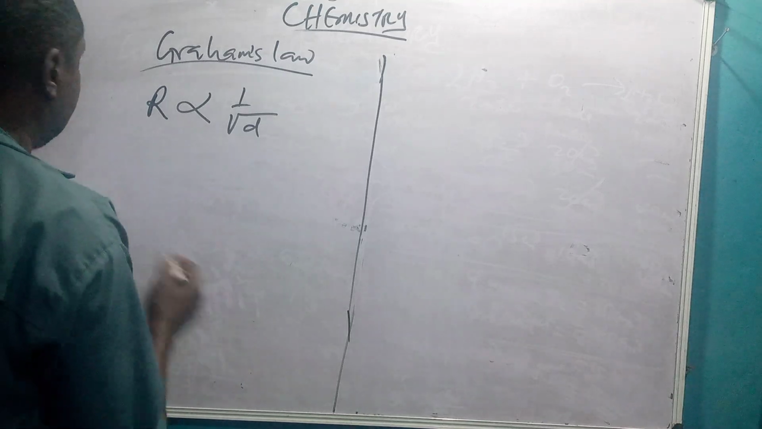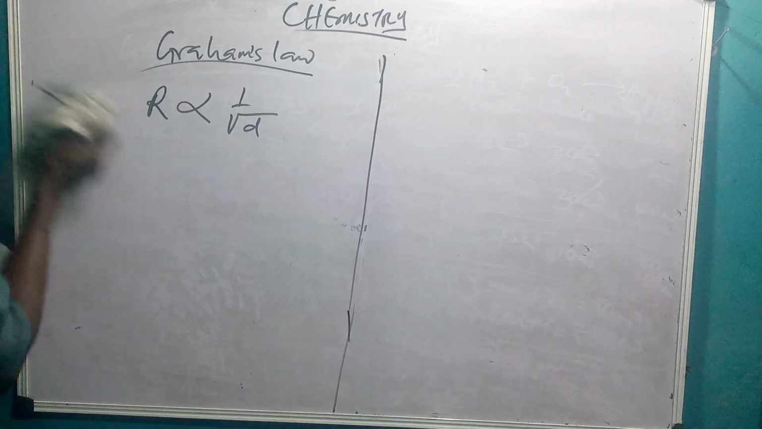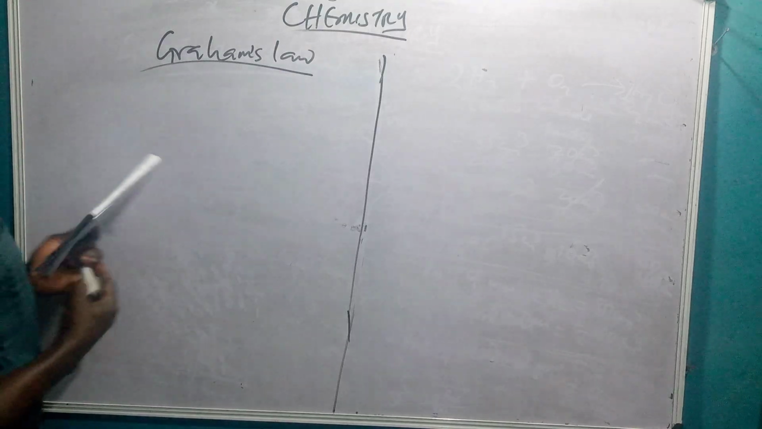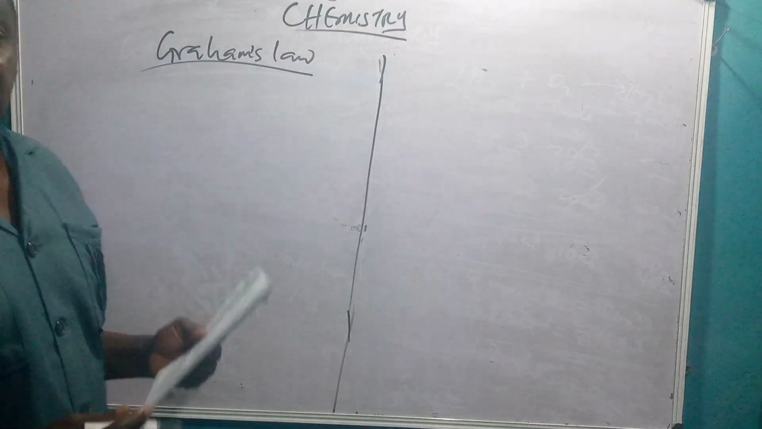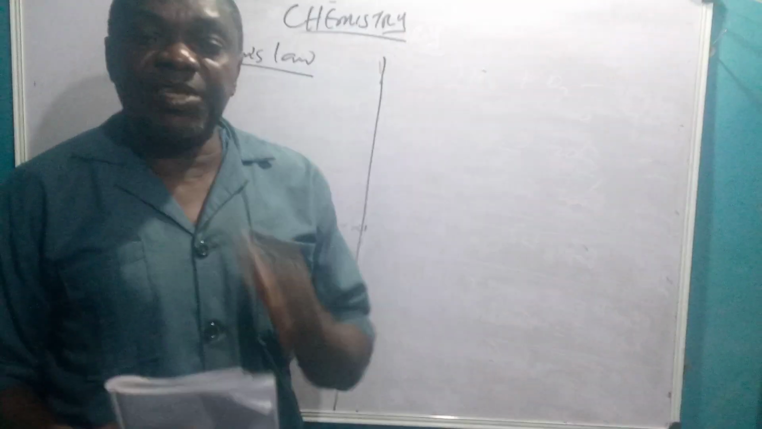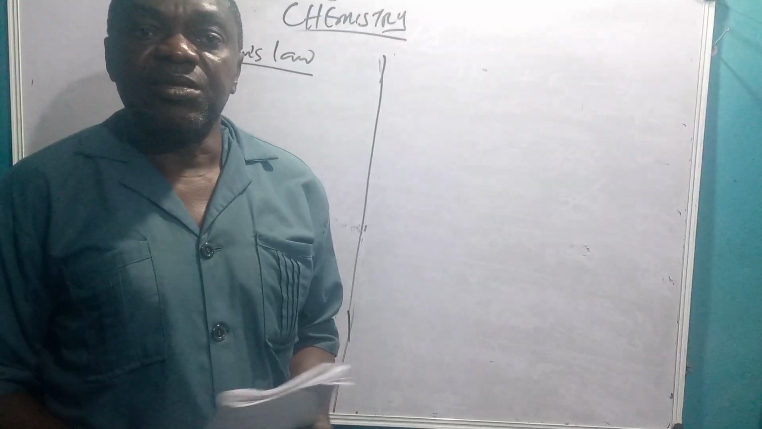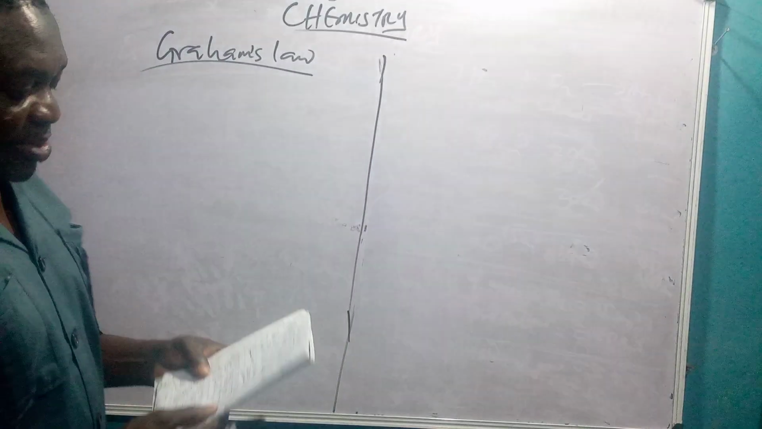But here we are not going to apply the relation. We just go straight to calculation. You remember we said the rate of diffusion of any gas is inversely proportional to the square root of its density. So let's carry out some calculations.